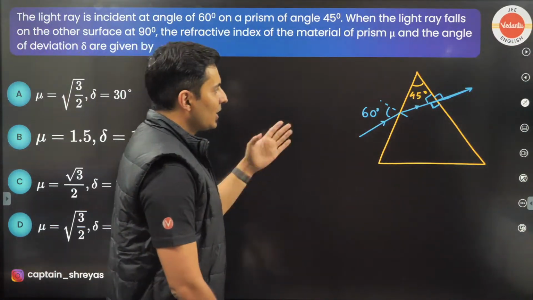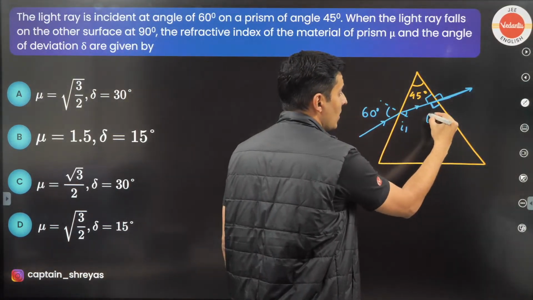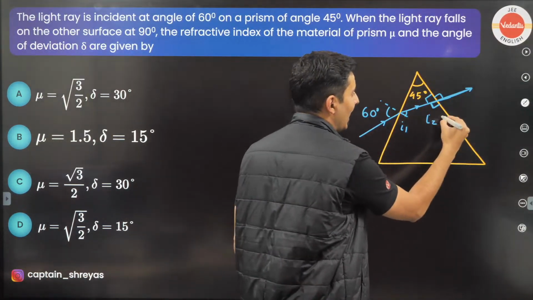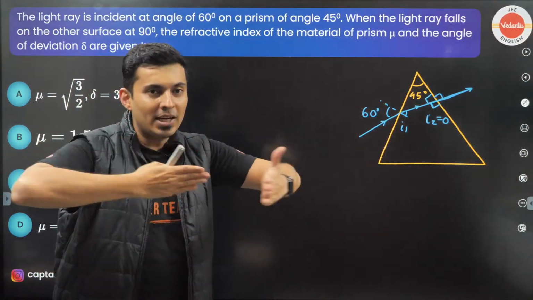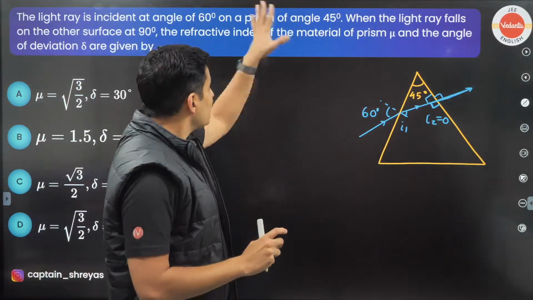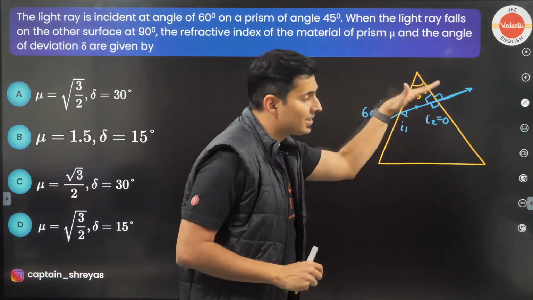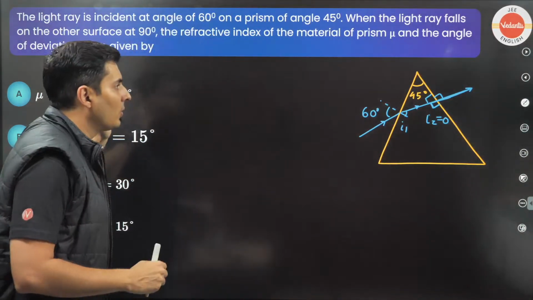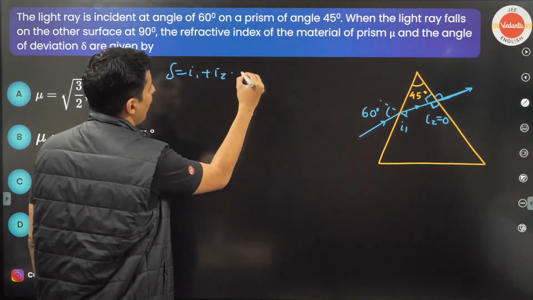Okay, perfect. So let's try to understand what is happening. This is I1. Here, I2 is not 90. That's a common mistake. I2 is actually 0. If it falls normally, with the normal it makes 0. Angles are always measured with normal. It's mentioned here, it falls at 90 on the surface. With the surface it makes 90. With the normal it makes 0. Now we all know delta is I1 plus I2 minus A.